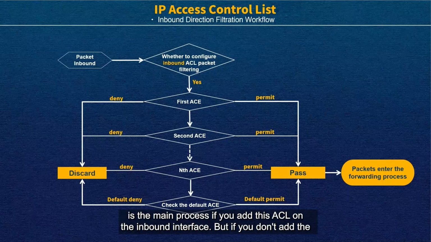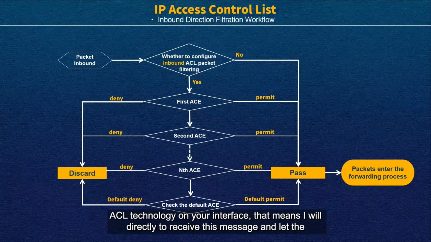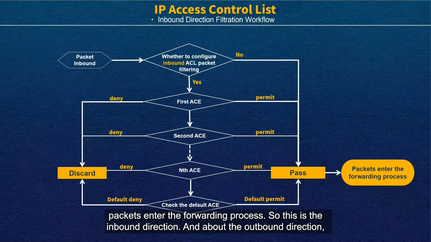So this is the main process if you add the ACL on the inbound interface. But if you don't add the ACL on your interface, that means I will directly receive this message and then let the packets enter the forwarding process. So this is the inbound direction.